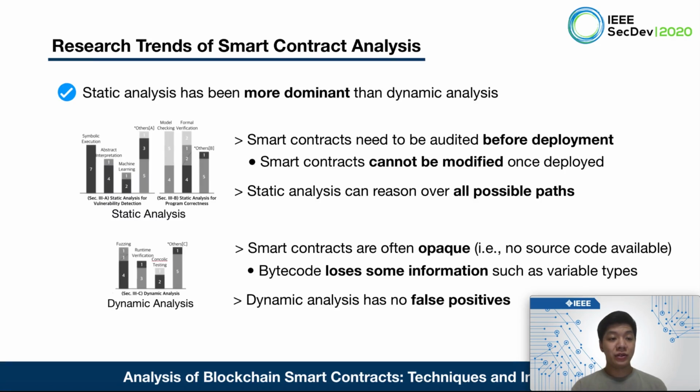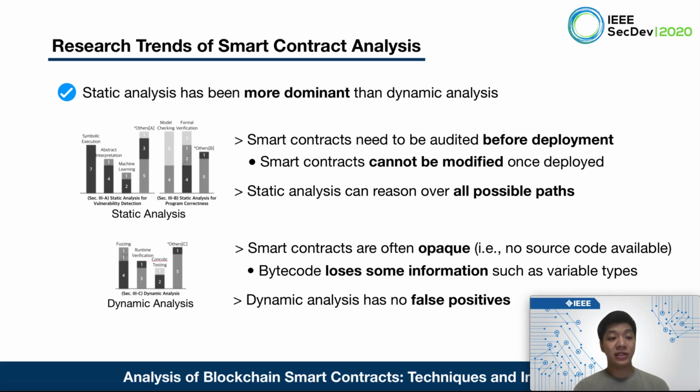We here introduce three interesting trends of smart contract analysis. The first one is that the portion of static analysis is almost twice as that of dynamic analysis. Static analysis is meaningful in the smart contract domain as contracts need to be audited before deployment due to the immutability we have seen in previous slides.